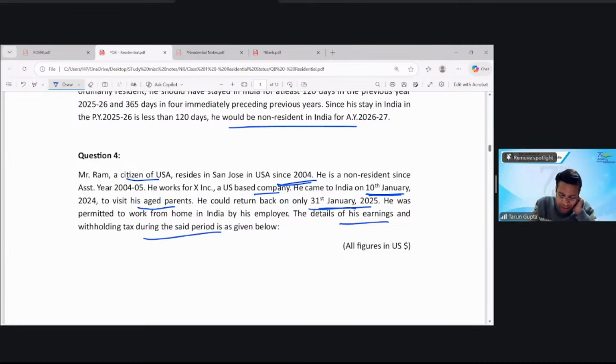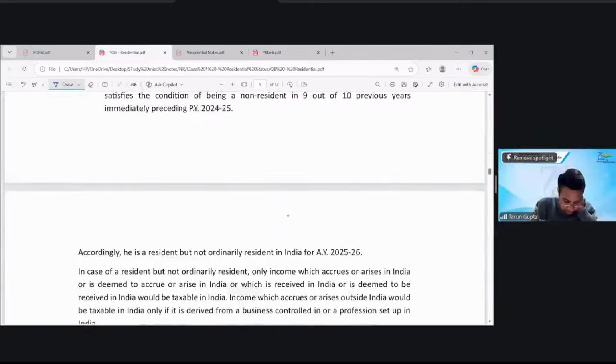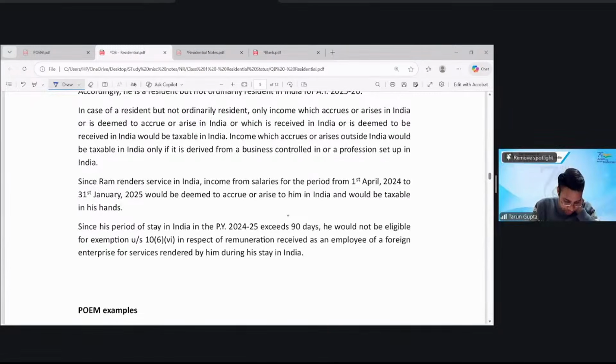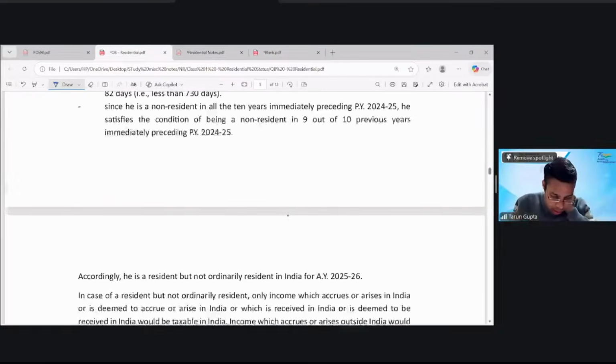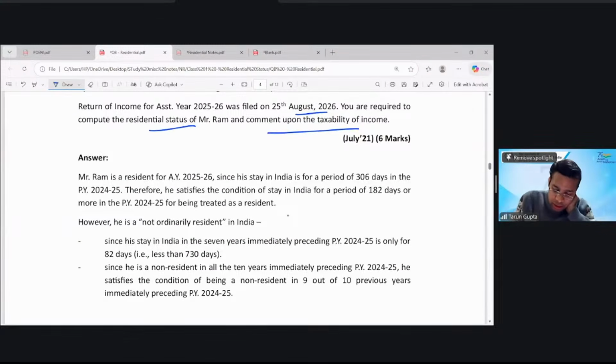So he came to India on 10th Jan 2024 and he returned back on 31st Jan 2025. So he was in India in the previous year for how many days? April, May, June, July, August, September, October, November, December, and 31st Jan 2025. He was in India for 306 days during the relevant previous year. He satisfies the condition of stay in India, more than 182 days. He qualifies as a resident.